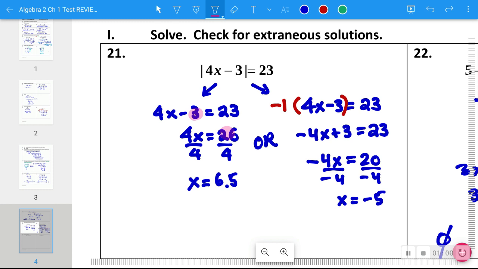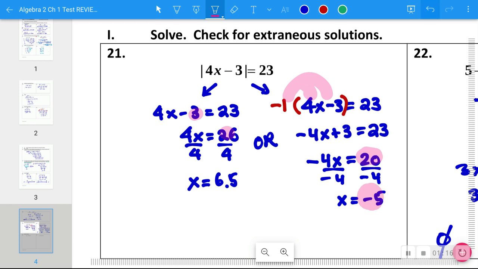The other side, you multiply by -1. That's the routine process we do here. And distribute, you get negative 4x plus 3. Subtract 3 from both sides to get 20. Divide by -4 to get -5.